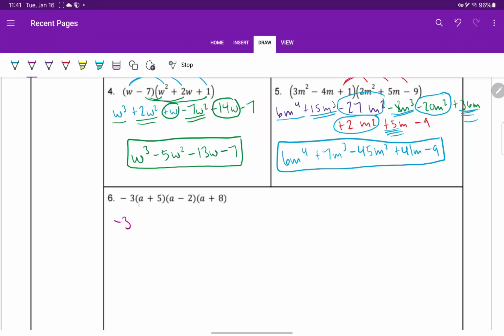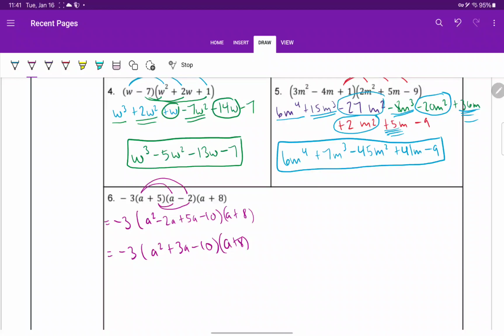I'm going to multiply the first two. So a times a is a squared. A times negative 2 is negative 2a. 5 times a is 5a, positive. And 5 times negative 2 is negative 10. And we bring down the next one. All right, and from here we're going to combine our like terms. So negative 3, a squared plus 3a minus 10 times a plus 8.